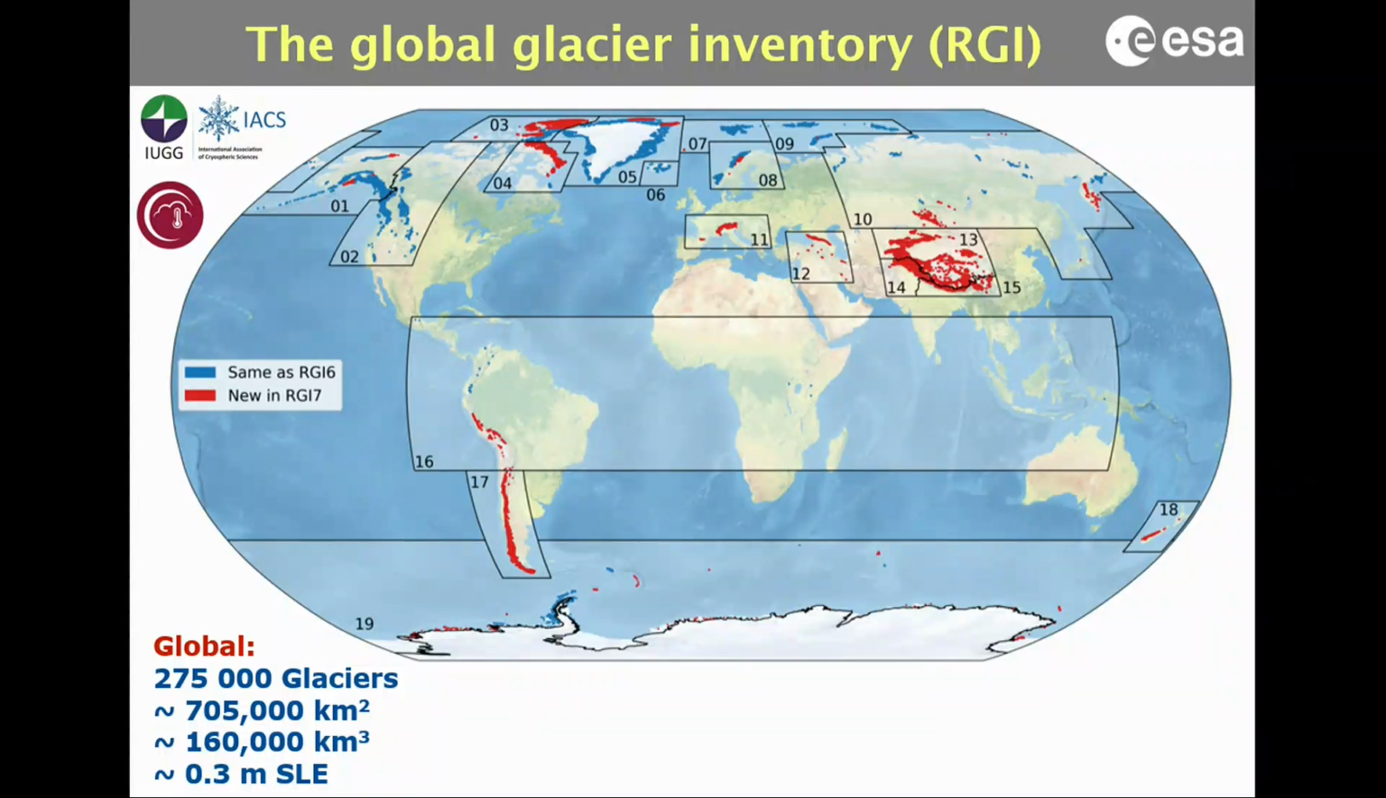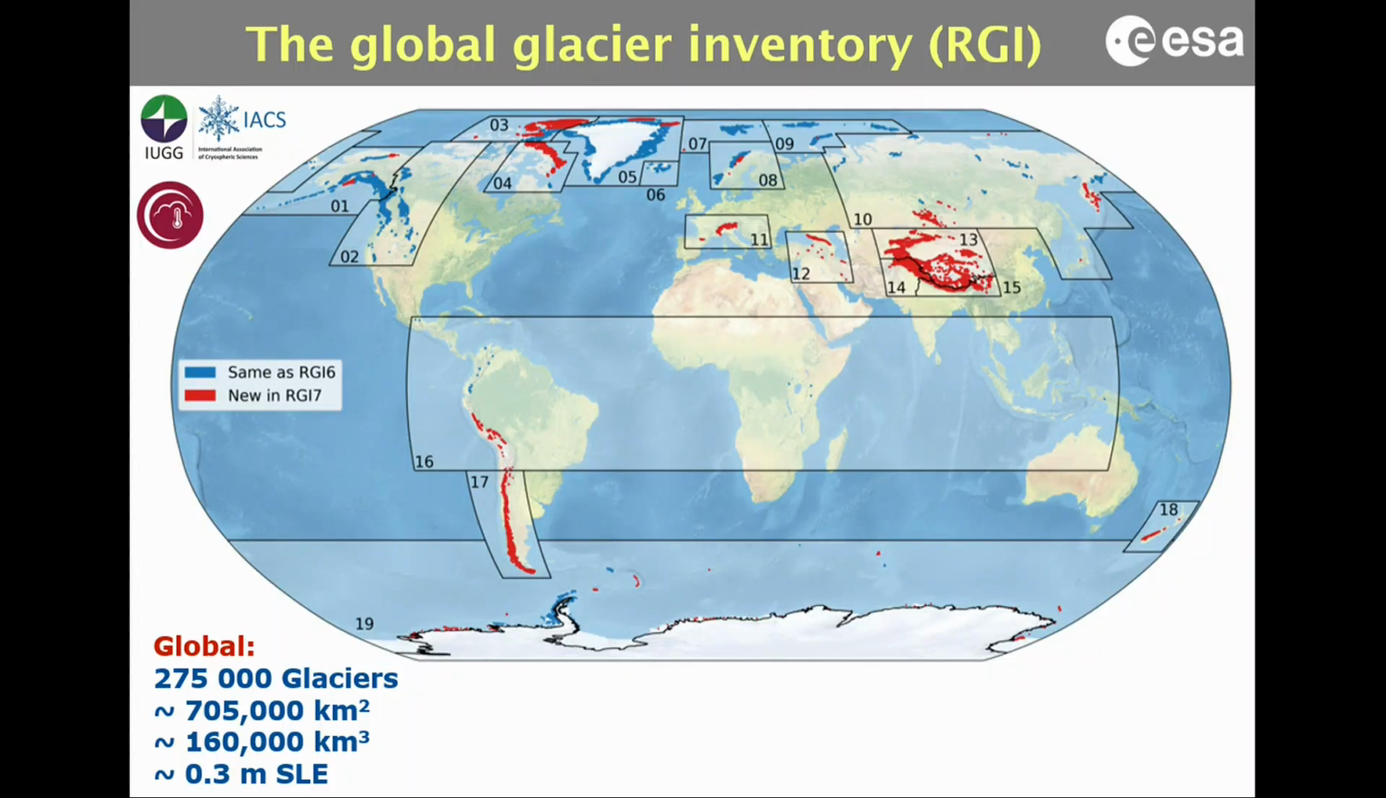glacier inventory. So these glaciers cover 705,000 square kilometers. For comparison, I think the Greenland ice sheet has something like 1.6 million square kilometers. So it's a little bit less than half of it. And they combine a volume of 160,000 cubic kilometers, which is about 30 centimeters of sea level equivalent.